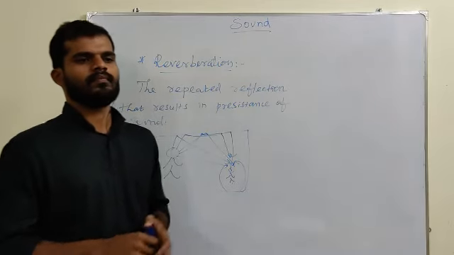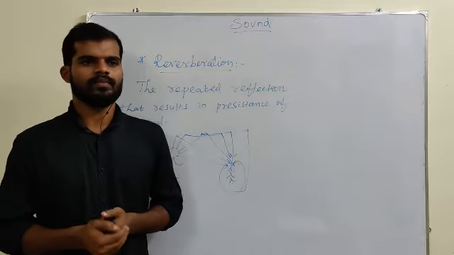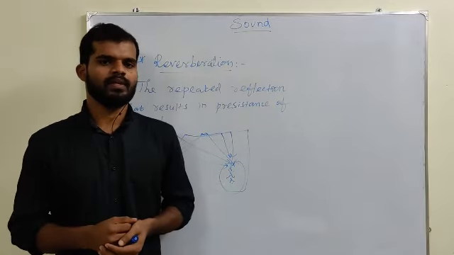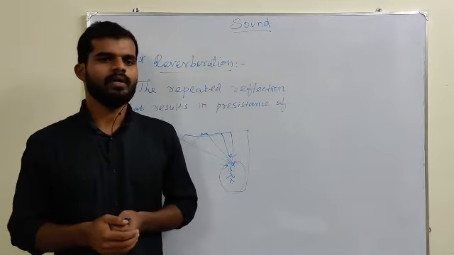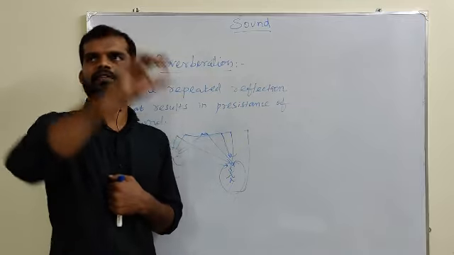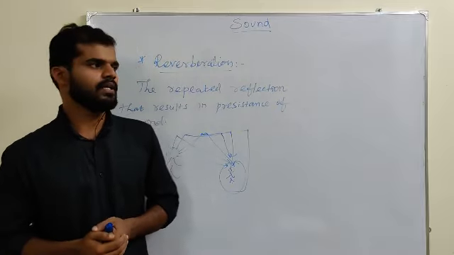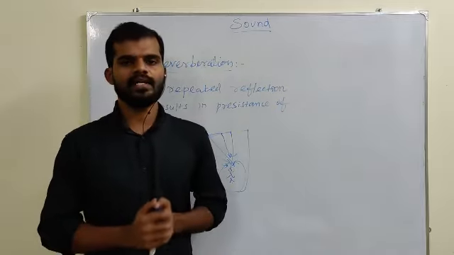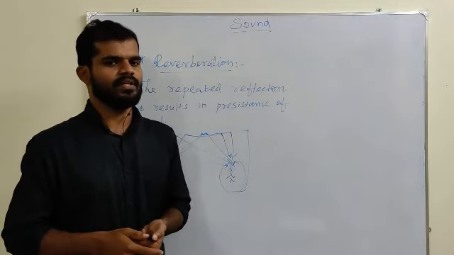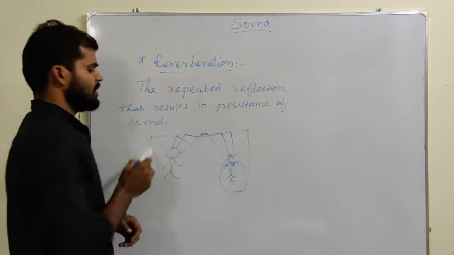Reverberation. Reverberation is nothing but repeated reflection of sound. For example, when I am standing in a particular room, when I speak, when I play any audio, what will happen? It will reflect in various places and reach your ear. So what will happen here? We are not able to get a clear sound. That's called reverberation. So here the repeated reflection results in persistence of sound.